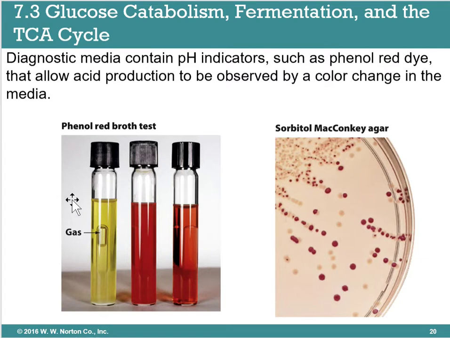So this first one is called the phenol red test. It allows for acid production to be observed, and for acid production to be observed, there's a color change that happens. After you inoculate and everything, whether you have a yellow or a red will determine what environment was produced, whether it was an acidic environment or a basic environment.